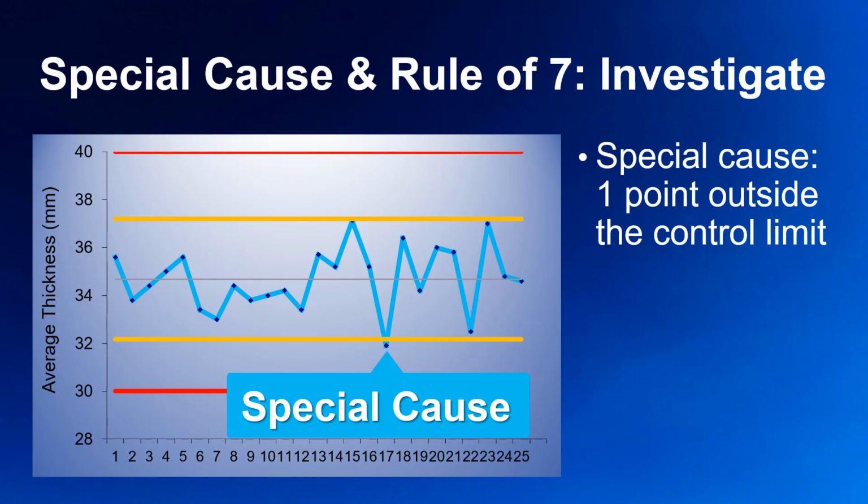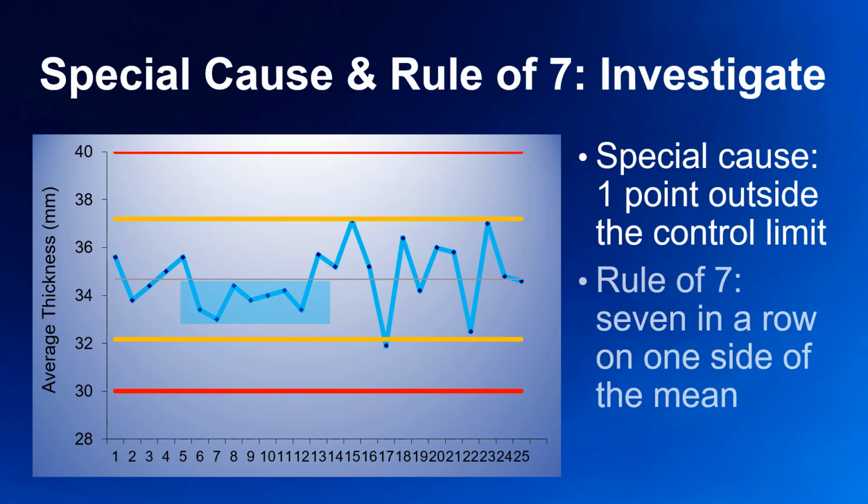Next up is something that we call the rule of 7. Here we look for any sequence where the result of our measurements falls on the same side of the mean 7 times in a row. In this case here we have 7 dots in a row below the mean, and when this happens we need to investigate possible causes. These 7 instances out of all the thousands produced are statistically significant.